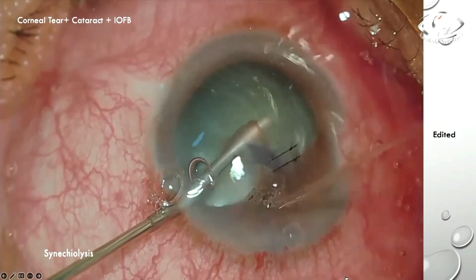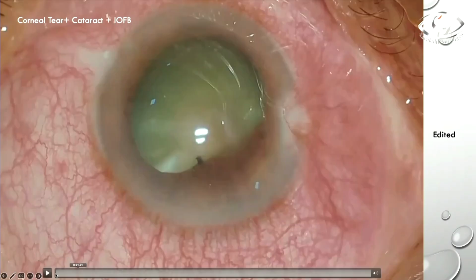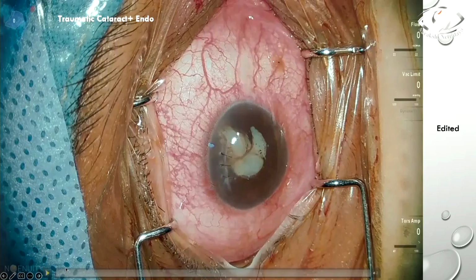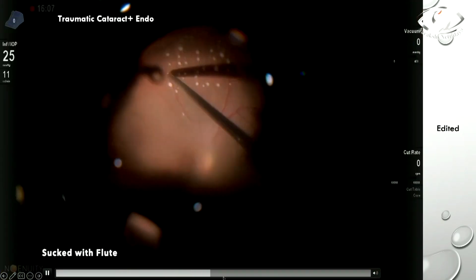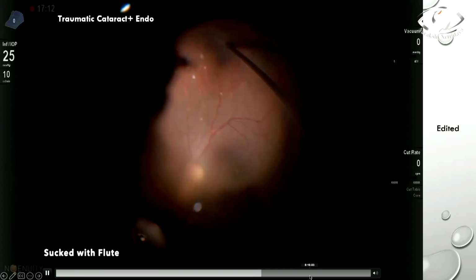And so this is another case where we had a foreign body along with it. So after doing a cataract removal, the foreign body was picked up and it was brought out through the anterior segment.